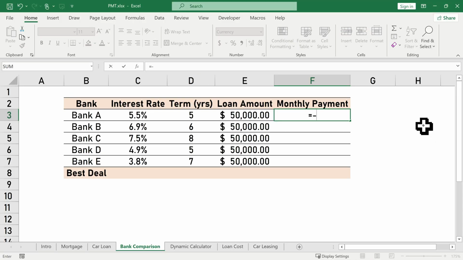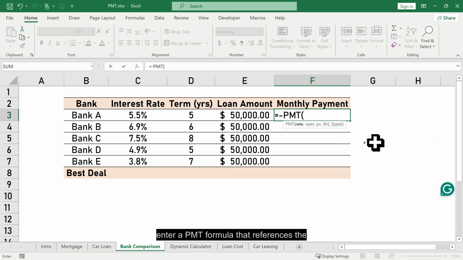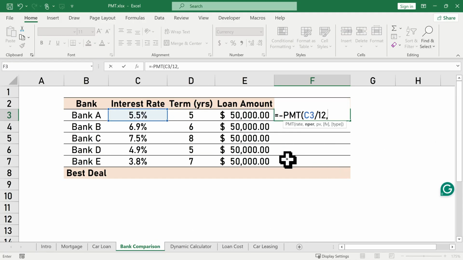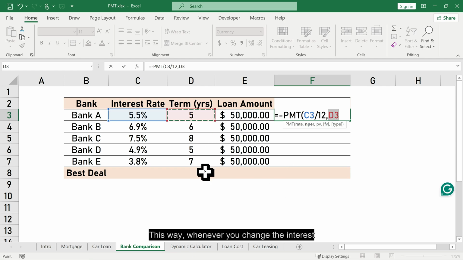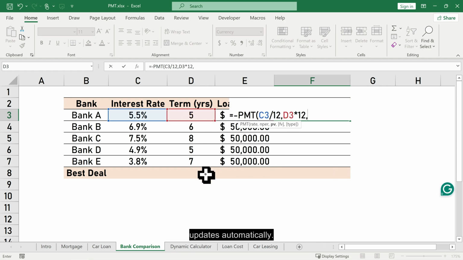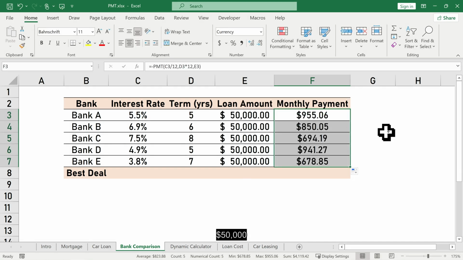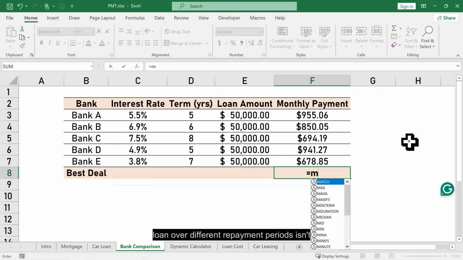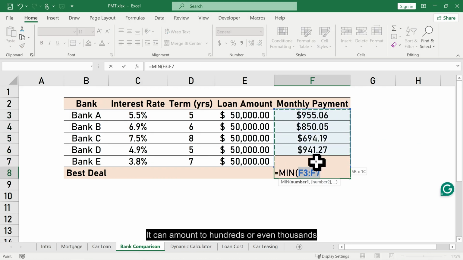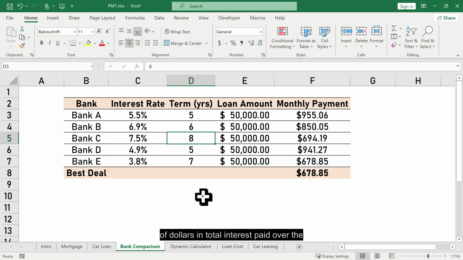For each bank, enter a PMT formula that references the corresponding cells. This way, whenever you change the interest rate or loan term, the monthly payment updates automatically. For example, the difference between loan offers for a $50,000 loan over different repayment periods isn't just a few dollars. It can amount to hundreds or even thousands of dollars in total interest paid over the life of the loan. This table instantly answers the question: which bank actually offers the better deal?